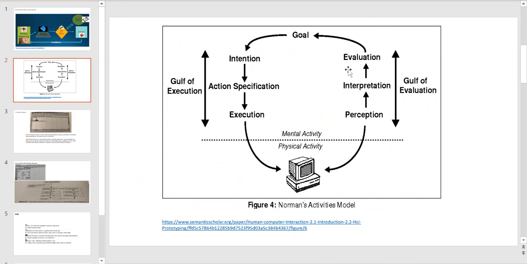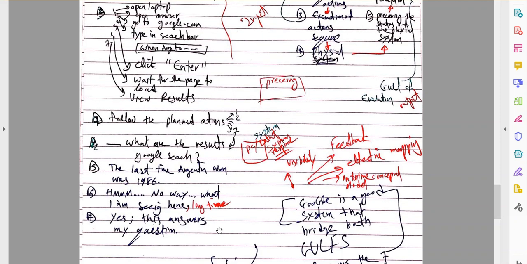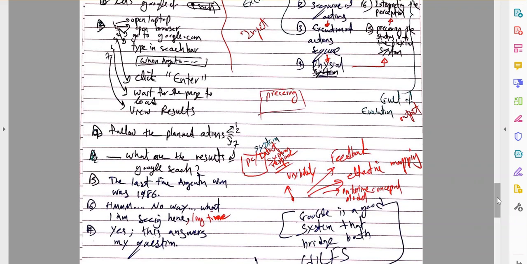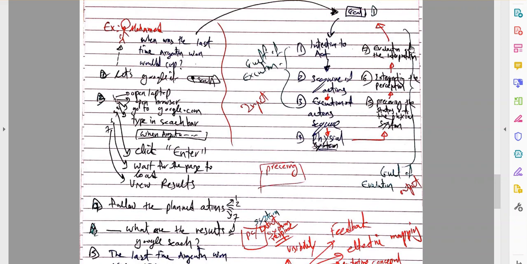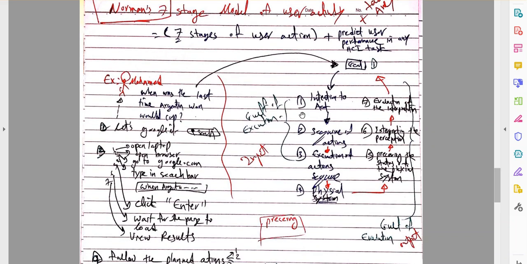After that we have the evaluation, last stage, or stage number 7. Let us see what is meant by evaluation here. Evaluation means, you see the result you have found, interpretation of the perception, evaluation of the interpretation. So you post a question, you receive the answer, you interpret the answer, you say, it was a long time ago. Now you will evaluate your answer against your goal. Did this answer achieve your goal? Your goal was, when did Argentina win the World Cup last time, did it achieve it? This answers my question, which means I have achieved my goal. So this is, in very simple terms, Norman's 7 stage model of user activity.